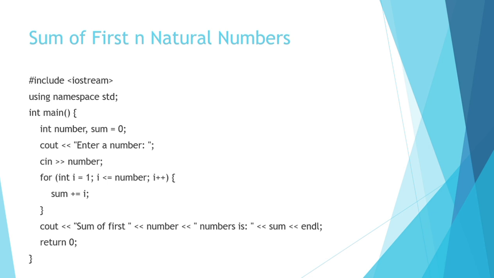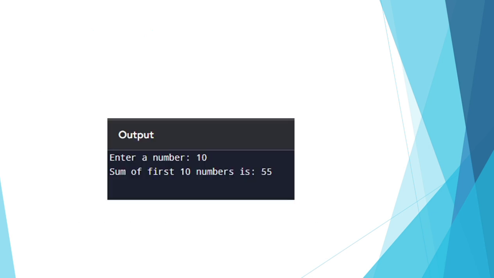This cout statement prints the message along with the calculated sum. It first prints the string "Sum of first" followed by the value of number, the user input. Then, it prints "numbers is" and the value of sum, which holds the total sum. The endl manipulator is used to insert a new line after the output, ensuring the output is followed by a line break.